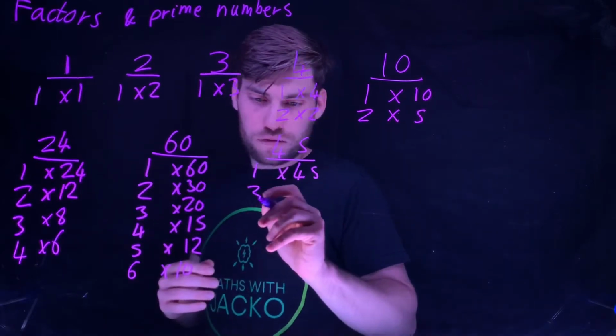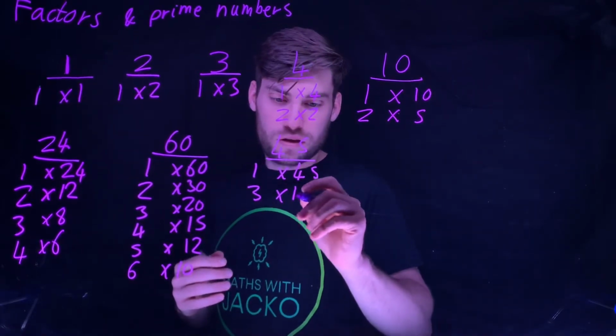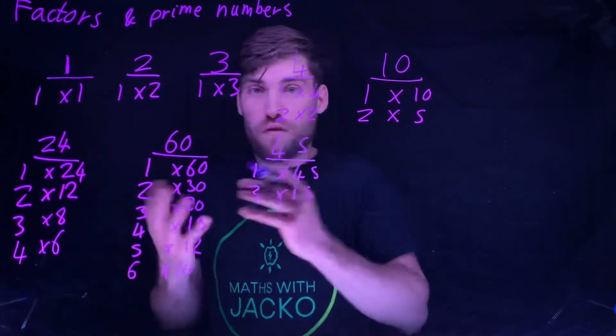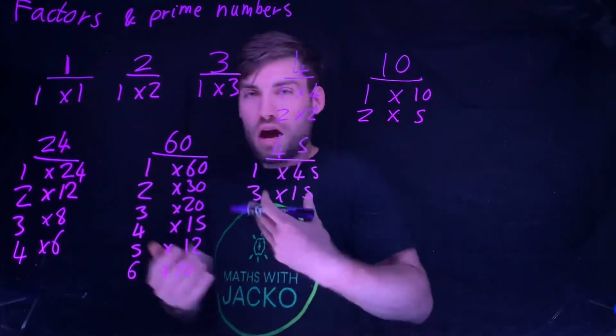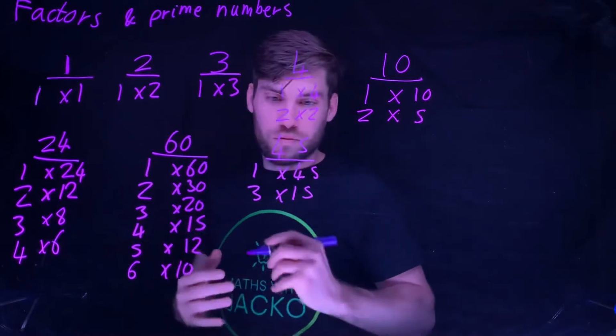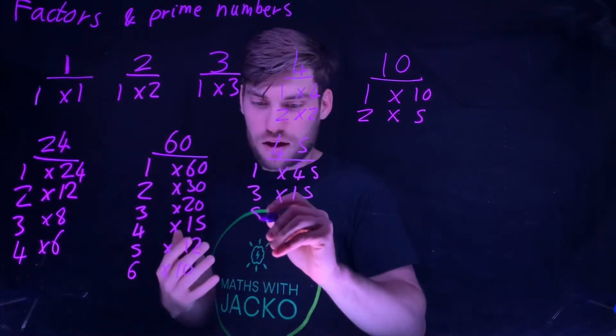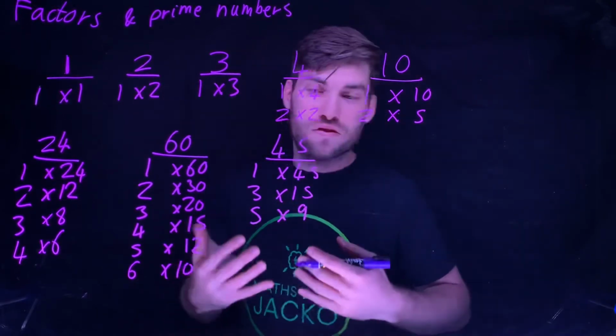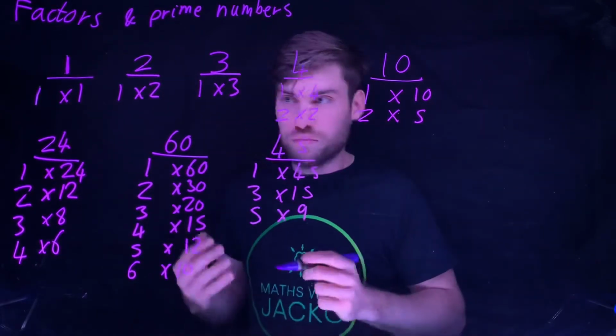Well, 3 does. And 3 goes into 45 15 times. Does 4? Well, it's not even. So 4 goes only into even numbers. Not every other even number, but only even numbers. 4 doesn't, 5 does, and then we've got 9. 6 doesn't, 7 doesn't, and 8 doesn't. So that's how you see odd numbers.